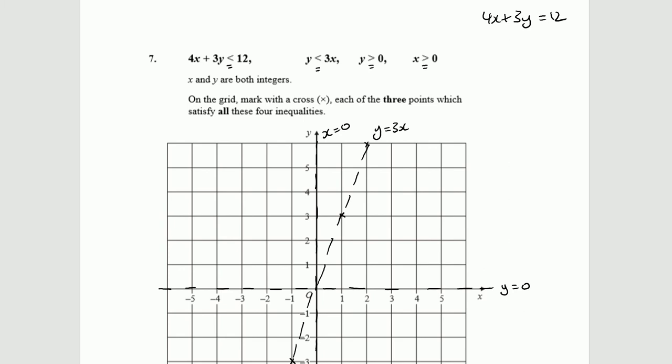However, I'm going to do a quicker thing. If x was to equal 0, then the 4x would equal 0. 3y would equal 12, which would get me y equals 4 when x equals 0. So I can plot that point straight away over here. If I were to do the same thing, if I were to say let's have y equal to 0, then the 3y term would equal 0 and 4x would equal 12. That would give me x equals 3 when y equals 0, and I can plot that point over here.